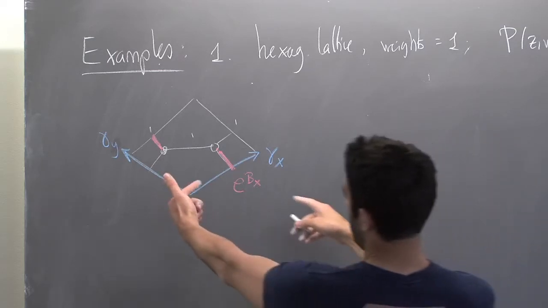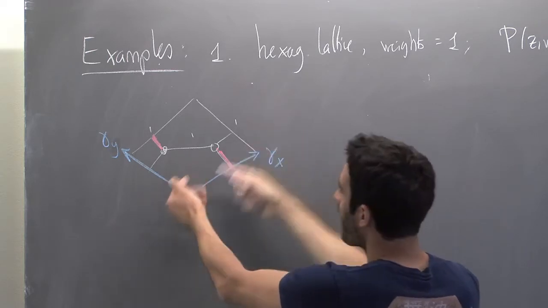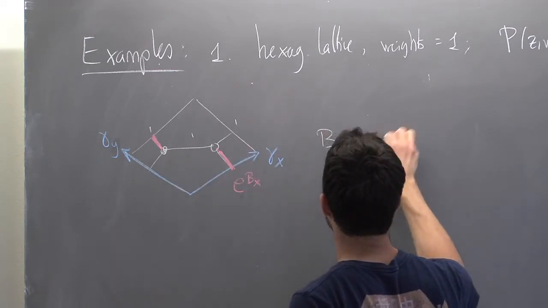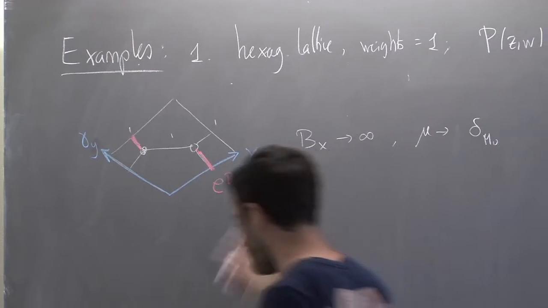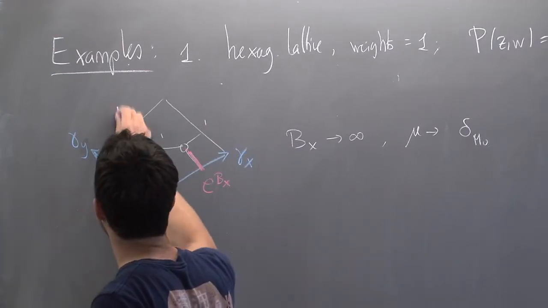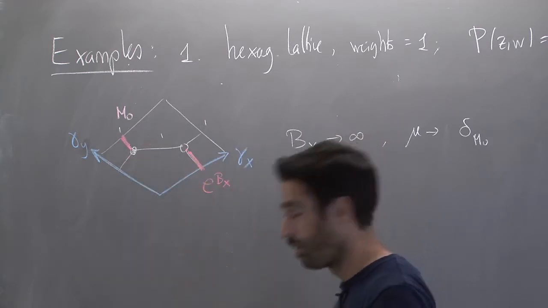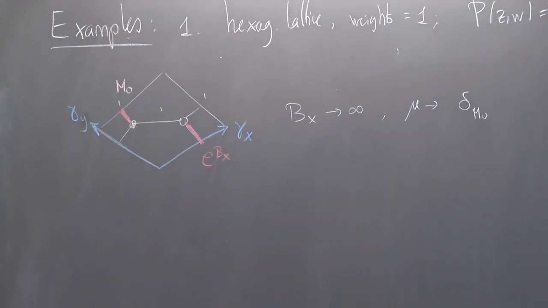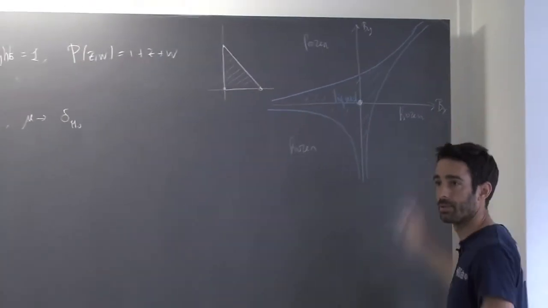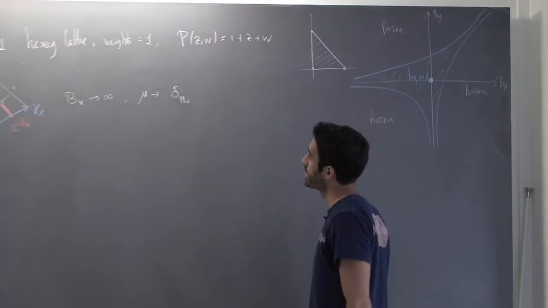What will happen? If you take Bx big, this edge weight will grow huge compared to the other ones. So as Bx grows big, mu tends towards the delta measure on M0, where M0 is the perfect matching given by this one edge. So you agree that at some point it's natural that if we grow Bx really big, we should be frozen. Of course, the same with By.